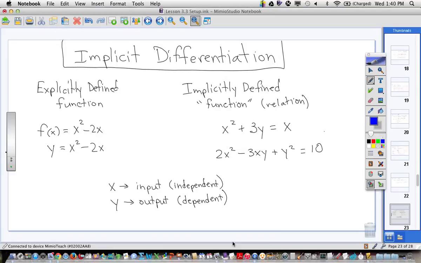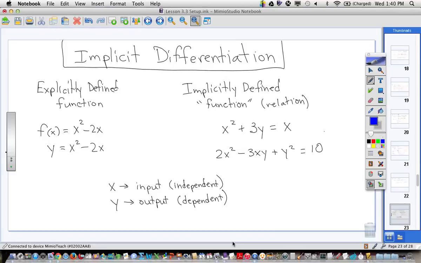I've listed the difference. On the left is an explicitly defined function, which basically means the y is by itself. The functions we're used to seeing are explicit functions. Like one of the first homework questions, they say, write this equation explicitly for y in terms of x. All they're saying there is get y by itself. So that's what we're used to seeing.